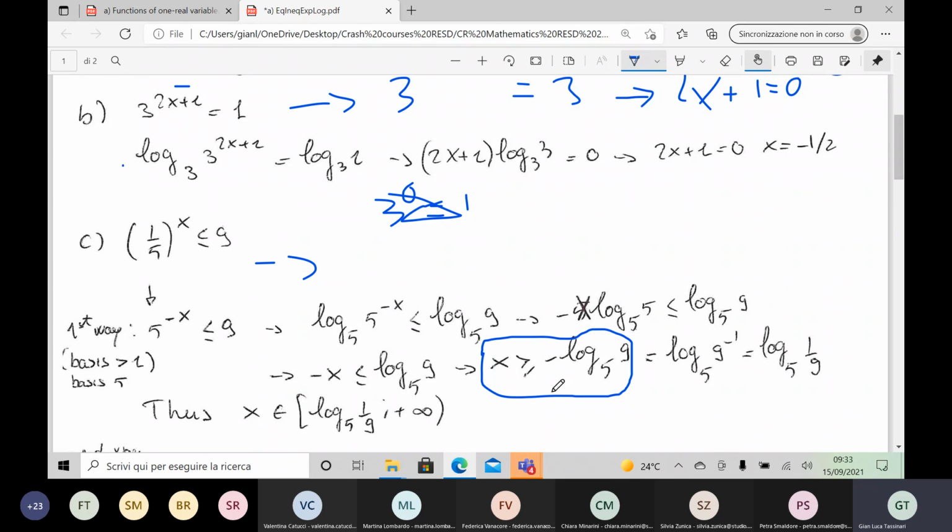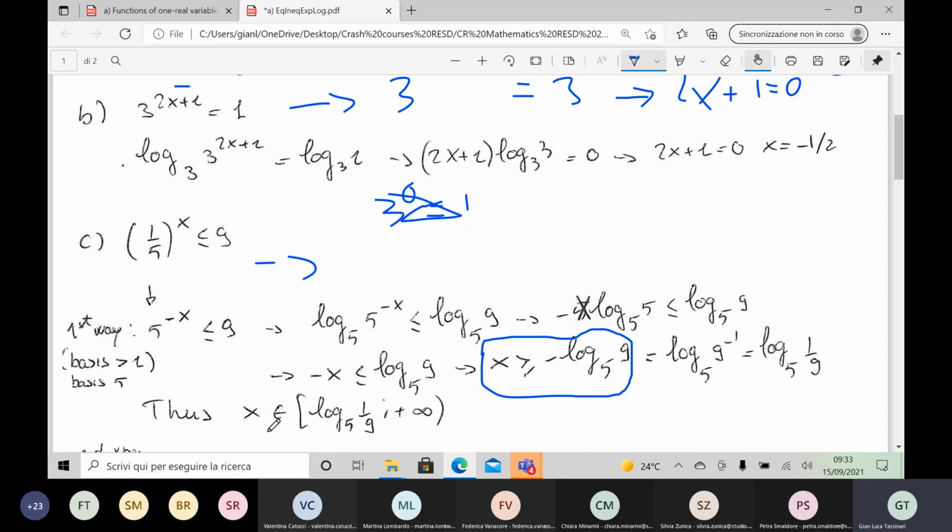Okay, so at the end of the story, you can write as a solution x greater than this one, or x greater or equal, because we have this at the beginning. You remember? We have this here, or this one. You can use the number you prefer. And so I'm writing in compact form.